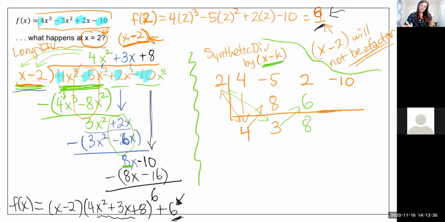Okay, and then the next, you can anticipate 2 times 8. It's going to be 16. And so when you add that, 16 minus 10 is 6. So again, you're adding here.